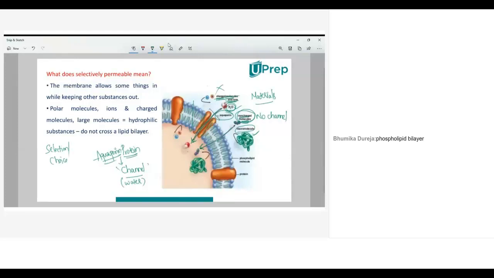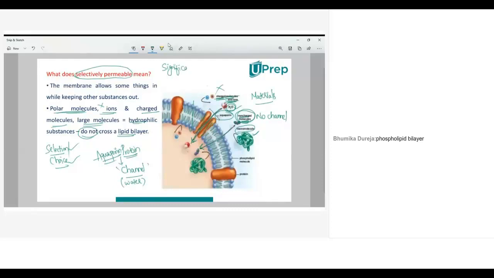So here there is a selection. There is a choice for the cell about which molecules will come in and how they will come in. Polar or charged molecules are not allowed freely. The large molecules do not cross the lipid bilayer. This particular character of the plasma membrane, which chooses the materials to come in, is known as the selective permeability of the plasma membrane.